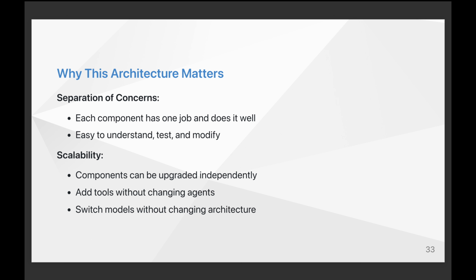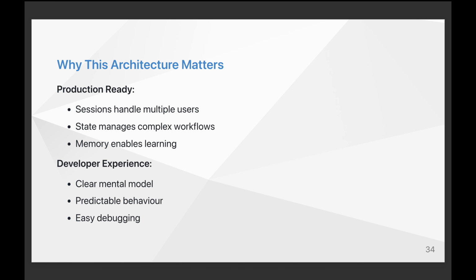This architecture isn't just clever engineering, it solves real-world problems. With its separation of concerns, each component has one job and does it well. This makes the system easy to understand, test, and modify. Its scalability means you can upgrade components independently, add new tools without touching your agents, and switch AI models without changing your architecture. Its production readiness means sessions handle multiple users, state manages complex workflows, and memory enables continuous learning. And for developers, it provides a clear mental model with predictable behavior and easy debugging.